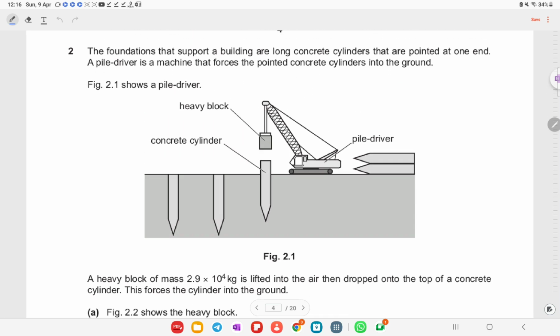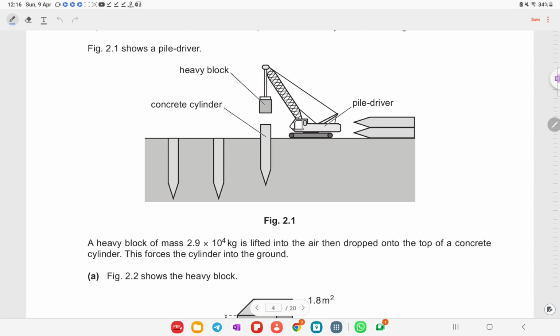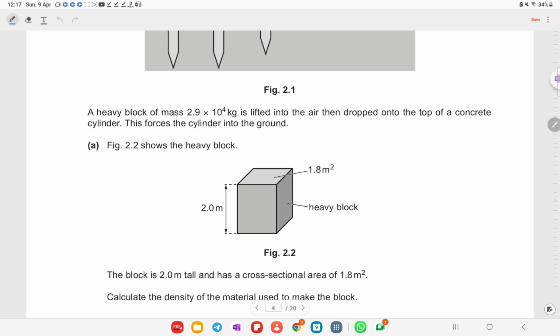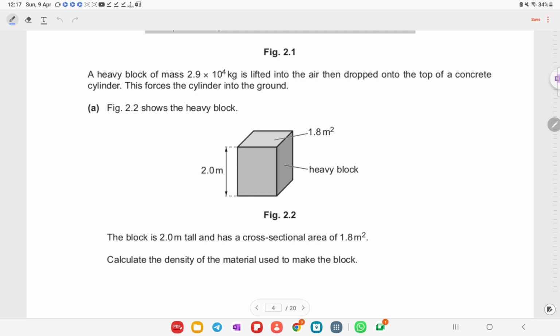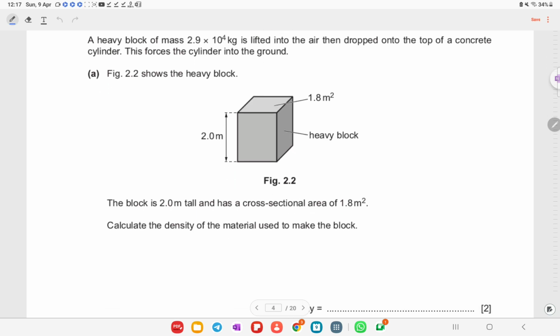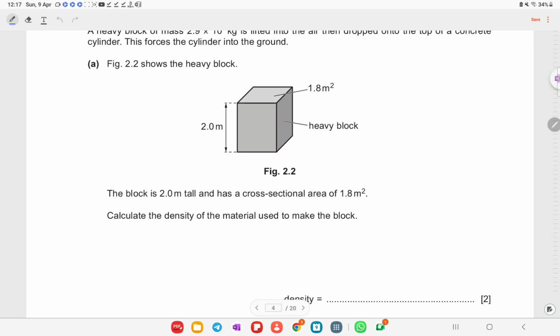Okay, now moving to the next question. The foundation that supports a building is a long concrete cylinder that is pointed at one end. A pile driver is a machine that forces the pointed concrete cylinders into the ground. Figure 2.1 shows a pile driver. This is the pile driver putting those concrete cylinders in. A heavy block of 2.9 times 10 to the power 4 kg is lifted into the air and then dropped onto the top of the concrete cylinder. This forces the cylinder into the ground. This is the shape of the block. Calculate the density of the material.